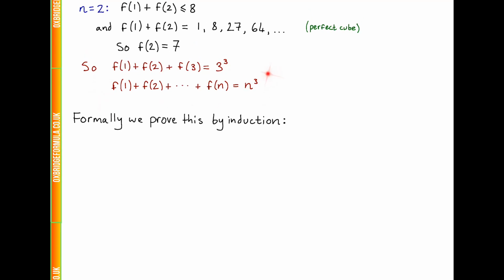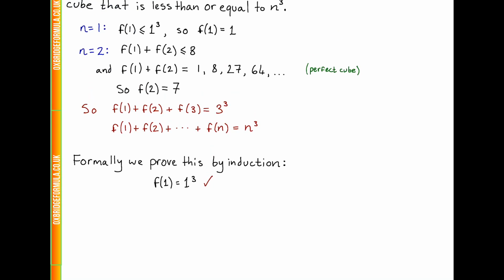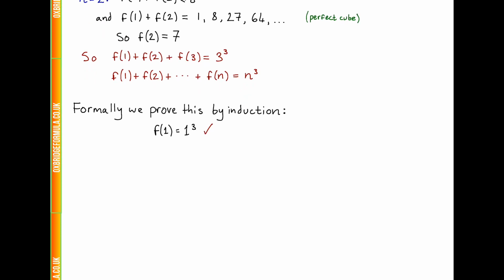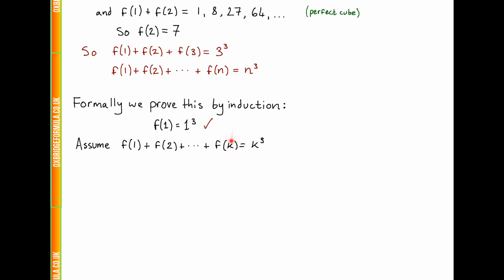This is the statement we're trying to prove. How do we start a proof by induction? We start with our base case, n equals 1. And, as we already know, f of 1 is 1 cubed, which we deduced up here, since 1 cubed is 1. And so our base case is satisfied. Now, we take our induction hypothesis. We assume that it's true for some n equals k. Now, we need to show it's true for n equals k plus 1.